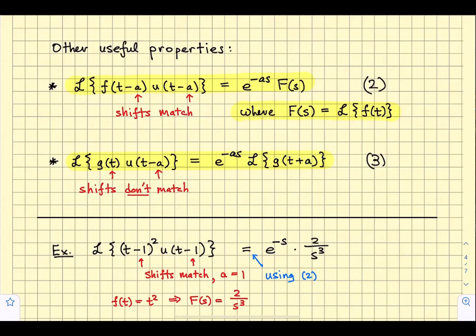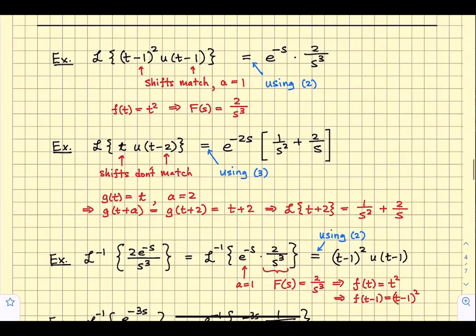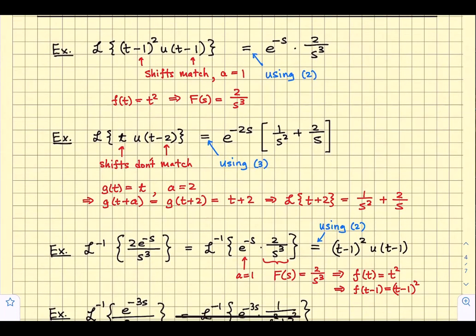And this is just a result of applying the integral definition. We'll call this equation 3. So let's look at an example. Let's take the Laplace transform of (t minus 1) squared times u of t minus 1. Notice the shifts here do match. There's a shift of 1, a equals 1. They do match, so we get lucky here.